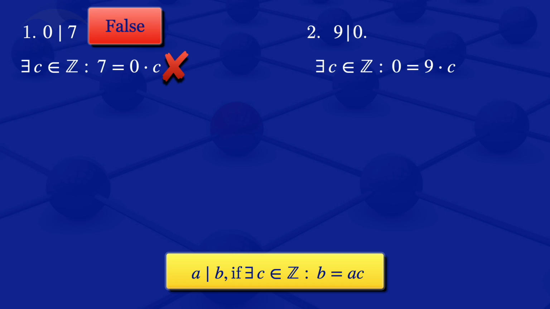We can find such an integer. If we put the c to be 0, 0 is an integer. So in this case, it is true that there exists an integer such that 0 is equal to 9 times c. So if that integer exists, it will be true that 9 divides 0.